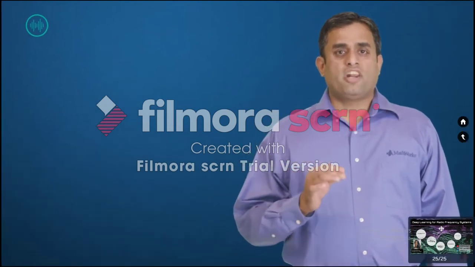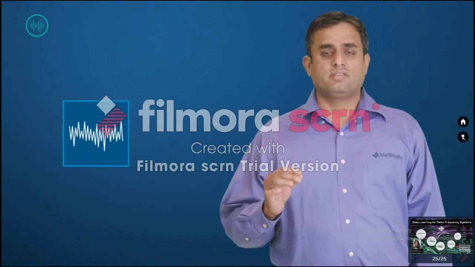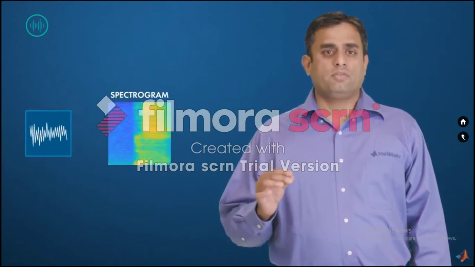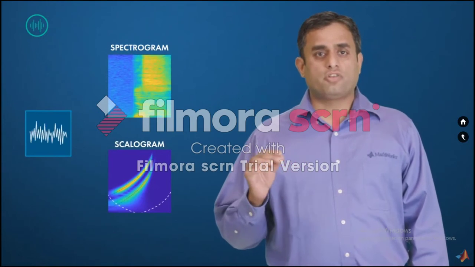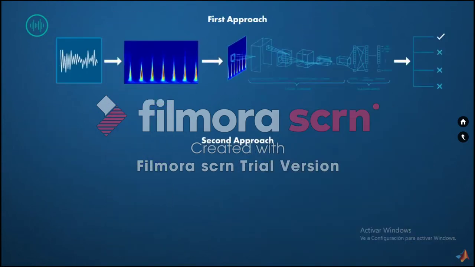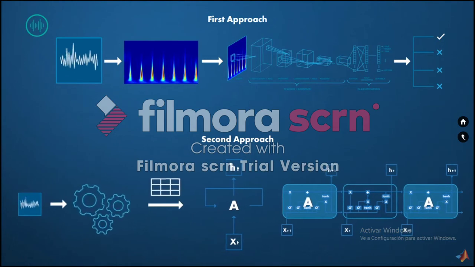There are a variety of techniques for generating time frequency representations from signals and saving it as images, including spectrograms, continuous wavelet transforms or scalograms, and constant Q transforms. The second approach involves feeding signals directly into deep networks, such as LSTM networks. To make the deep network learn the patterns more quickly, you may need to reduce the signal dimensionality and variability.